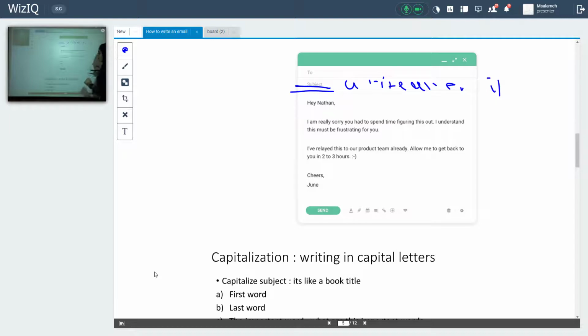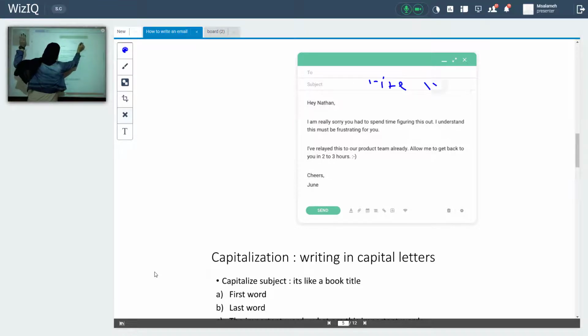Look at this form of email. We have four parts of any email. Here, we have subject, salutation, body, and closing. Here is our subject. What is the meaning of subject? The subject means the title of our email.